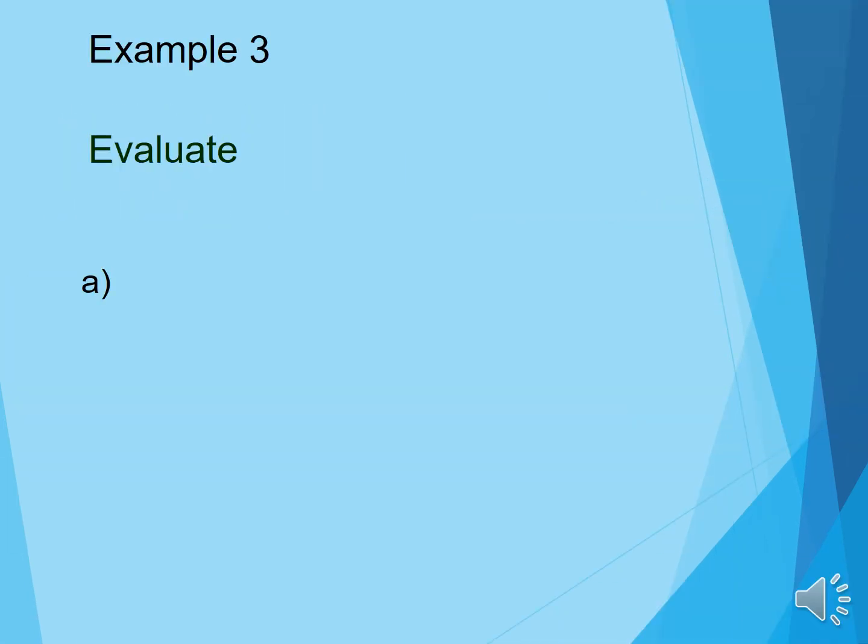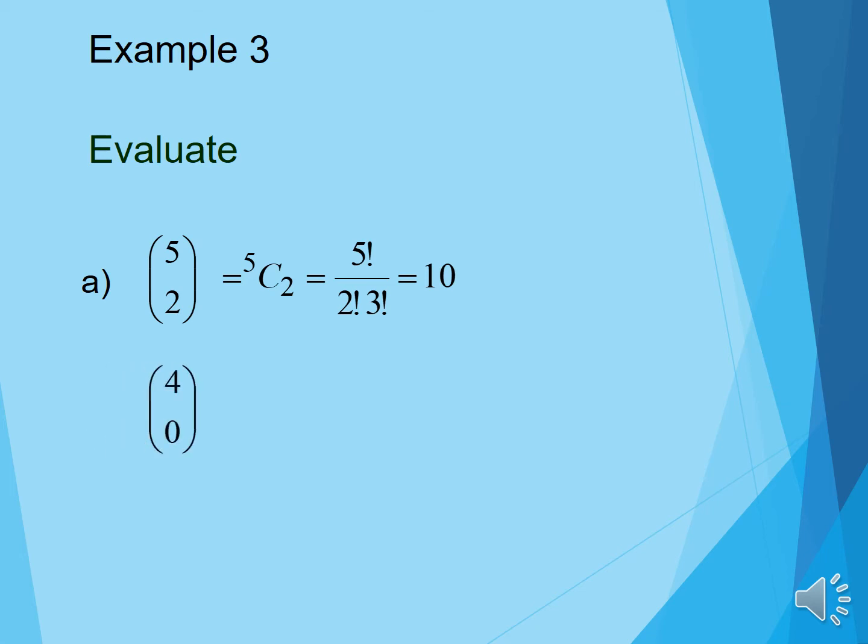Example 3. Evaluate 5 choose 2, equal to 5C2, equals 5 factorial over 2 factorial 3 factorial, and the answer is 10. 4 choose 0 equals 4 factorial over 0 factorial 4 factorial, and the answer is 1. You can use your calculator to calculate 4C0.